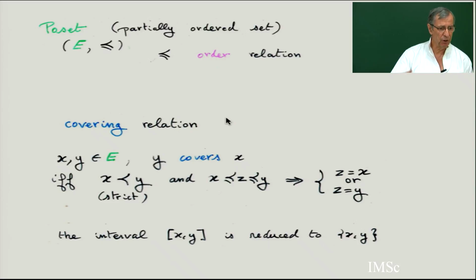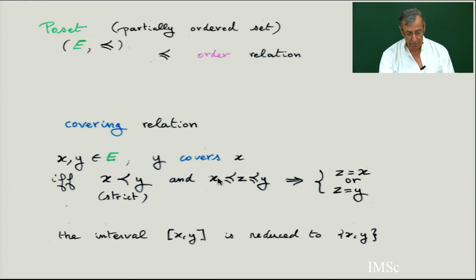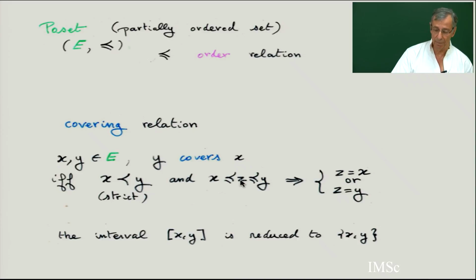So I need a few classical definitions about posets. There is a covering relation. If you have x less than y, we say that y covers x, the element y covers the element x, if and only if x is strictly less than y and there is no z between x and y. If you have any element z between x and y, then z equals x or z equals y. This is a covering relation, which means the interval [x,y], meaning all the elements between x and y, is reduced to the two elements x and y.